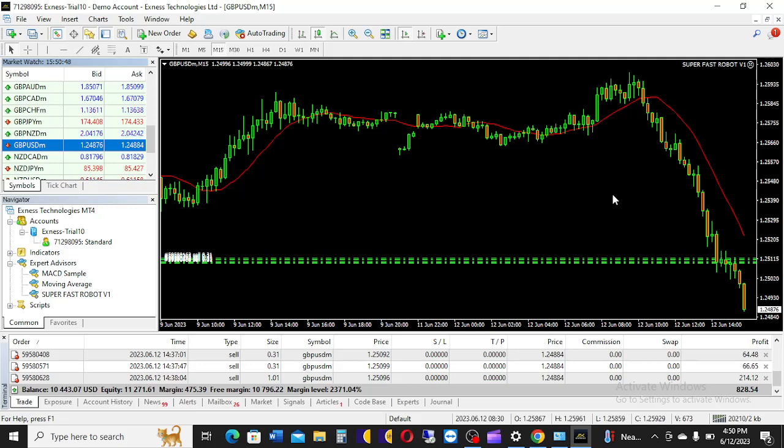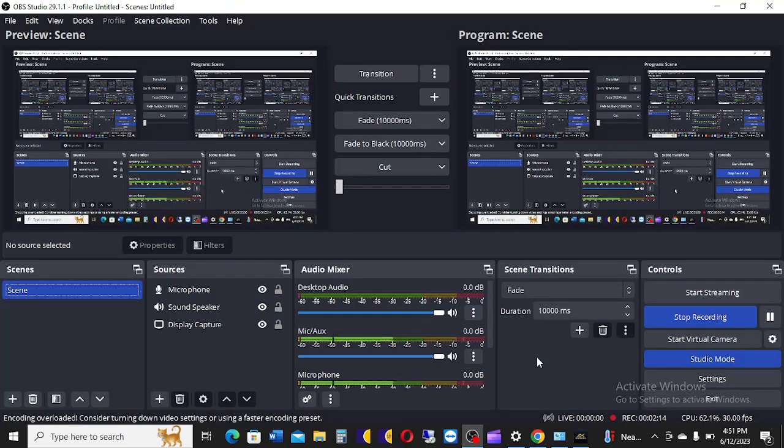So let me go back to my TradingView, so you can see where I enter. I entered at exactly 1.25115. That's where I entered. Okay, let's continue. So I entered at exactly 1.25115.